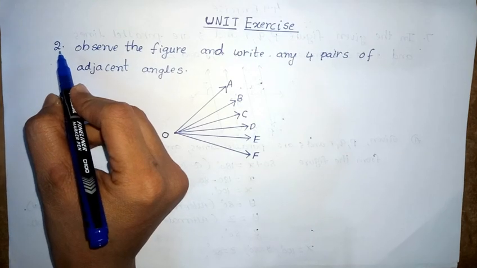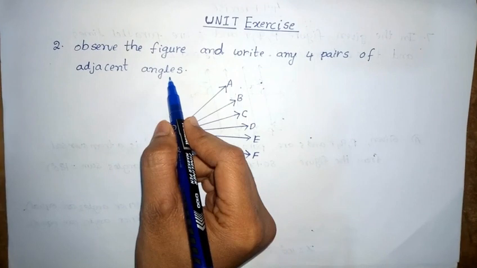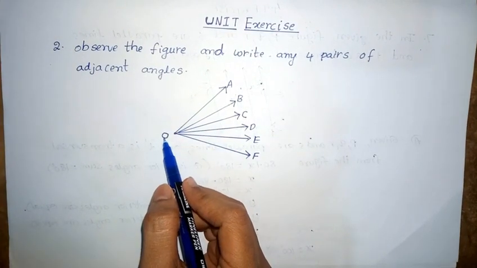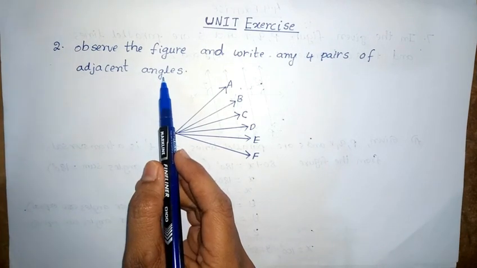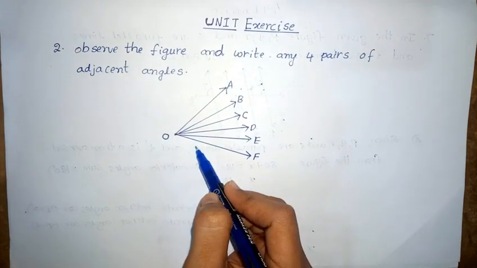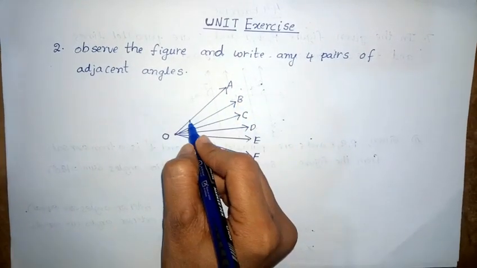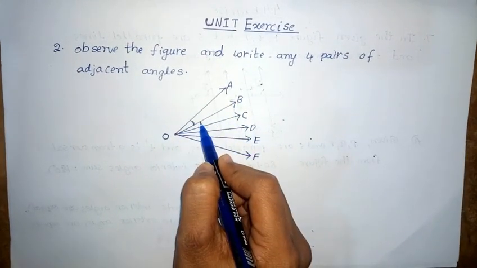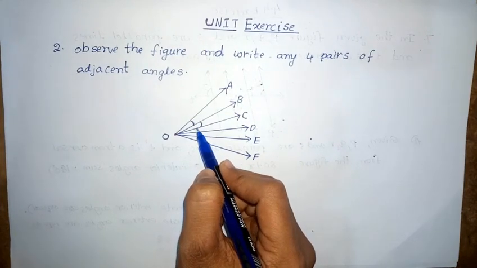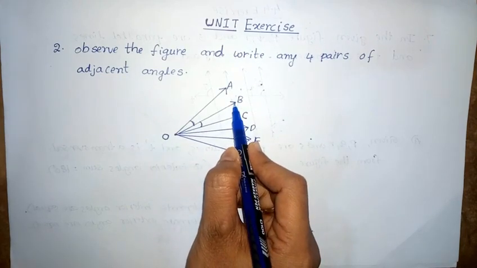Next problem, second one. Observe the figure and write any 4 pairs of adjacent angles. So this is the given figure. First we need to know the meaning of adjacent angles. Adjacent angles have a common vertex and a common arm. So observe this figure. This is angle AOB and angle BOC. These two angles have a common vertex O and also a common arm OB. So these two are a pair of adjacent angles.